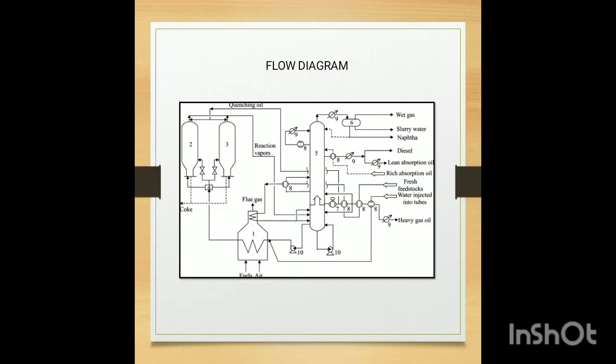This is the flow diagram of the actual delayed coker unit, where you can see the coker drum, a fractionator, and a coker heater. By heating at different fractions, we get the following products: naphtha, diesel, slurry water, wet gas, rich absorption oil, lean absorption oil, heavy gas oil, and so on.